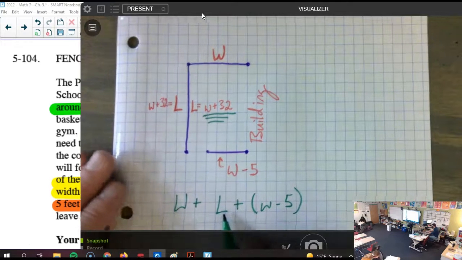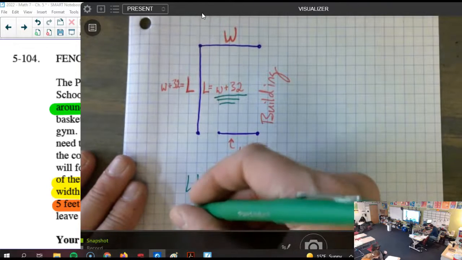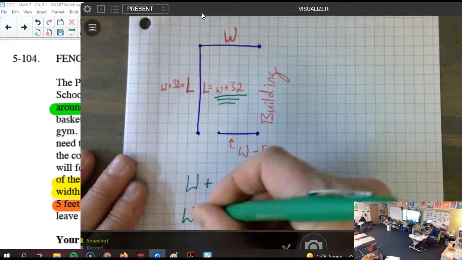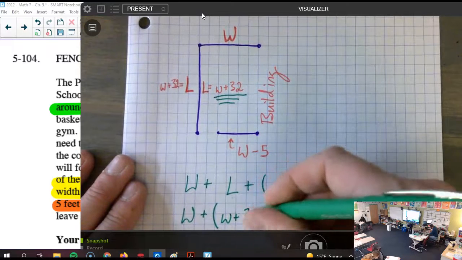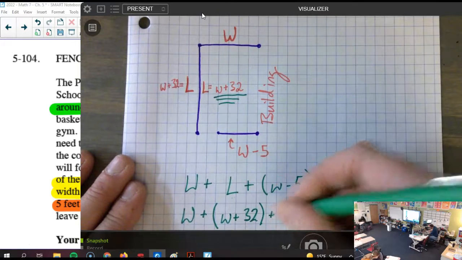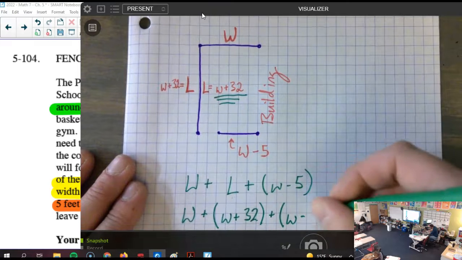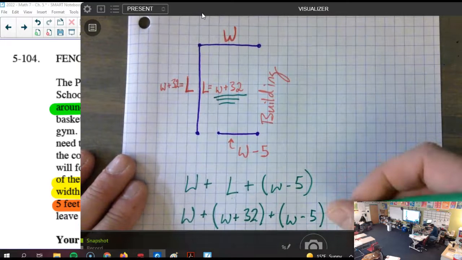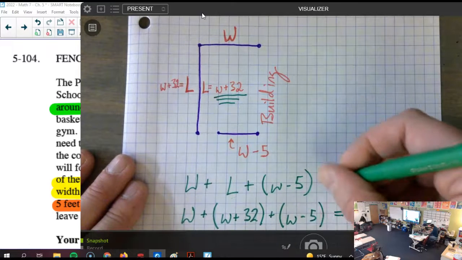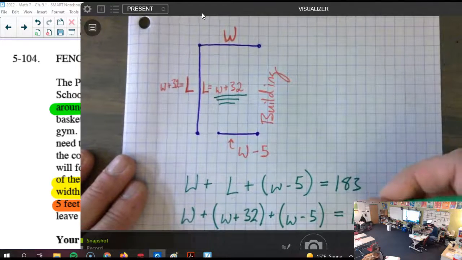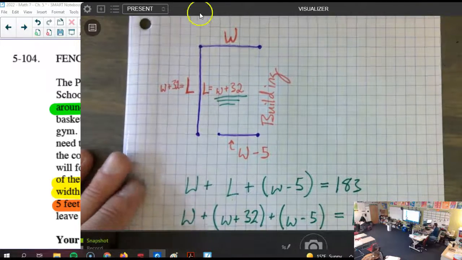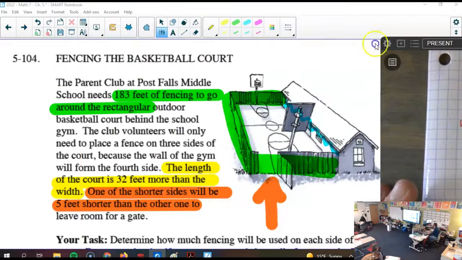You're jumping steps though, bro. So I've still got my original width. My width plus 32. And my width minus 5. Ooh, what's that equal again? 183, right? Check, I might be wrong. 183.